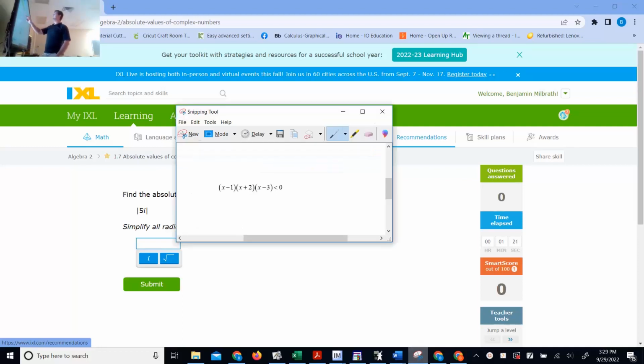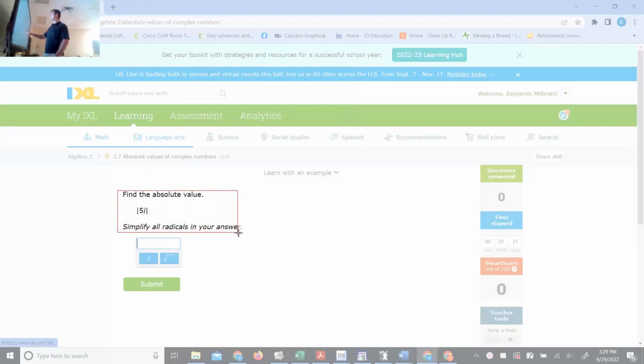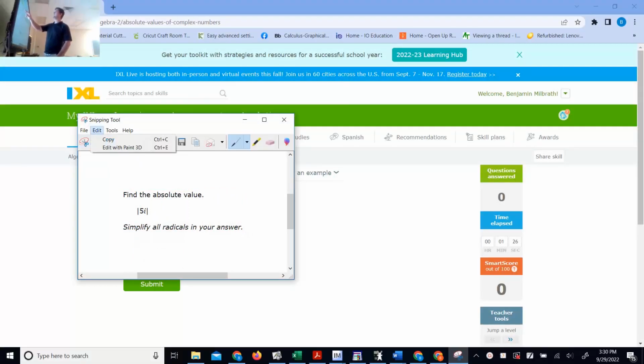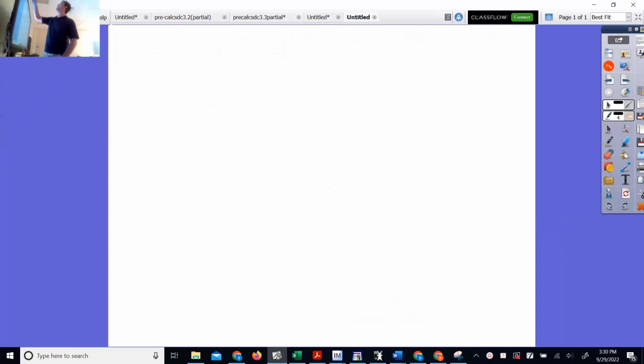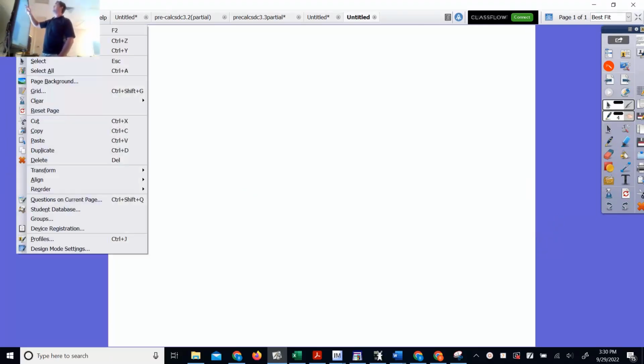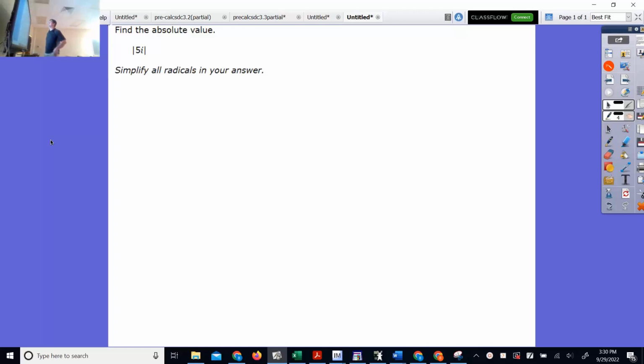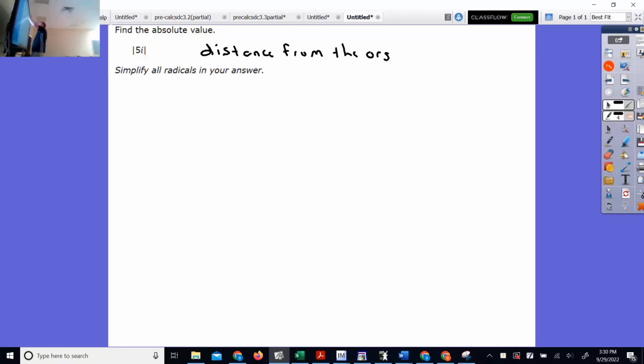So this is about absolute value. I'm not sure how IXL is going to teach it, so I'm going to teach it two different ways. It deals with what we call the complex plane. When you talk about the absolute value of a complex number, you're actually talking about the distance from the origin on the complex plane.